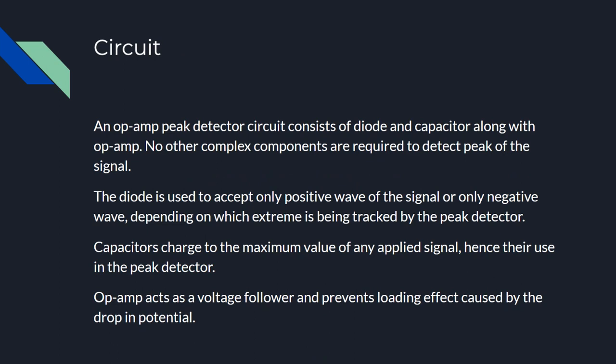The diode is used to accept only positive wave of the signal or only negative wave, depending on which extreme is being tracked. Capacitors charge to the maximum value of any applied signal, and that is how we get the output of the peak detector. Op-amp acts as a voltage follower and buffer and prevents loading effect caused by the drop in potential. What is the loading effect?